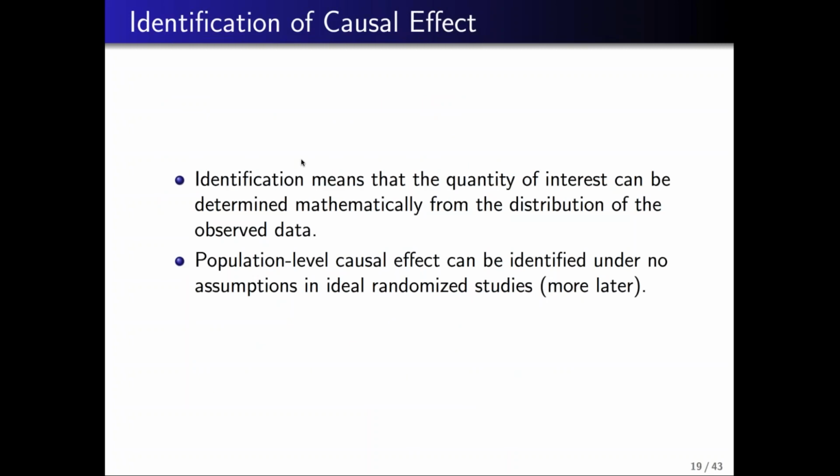So now the question is, can I identify these causal effects from the observable data? Because these causal effects are written in terms of potential outcomes, but I don't observe the potential outcomes for everybody. So the question is, can I estimate them from the observable data? Identification means that the quantity of interest, that is, these proportions described in terms of potential outcomes, can they be determined? Can I write down a mathematical formula from the distribution of the observable data?